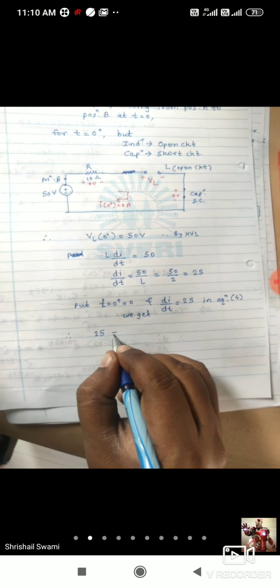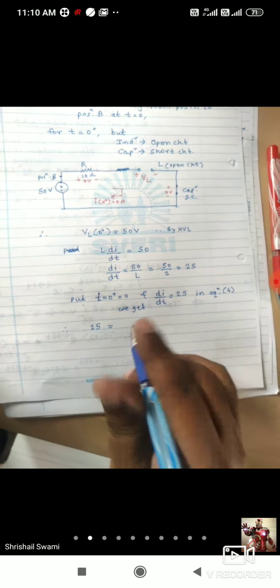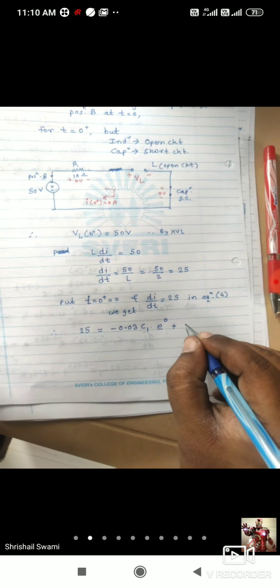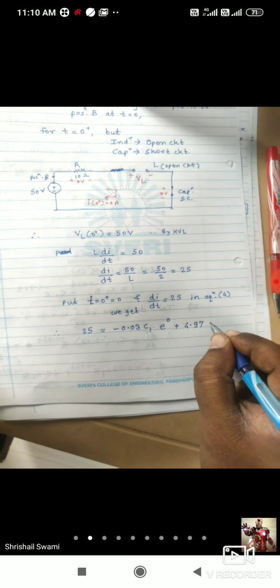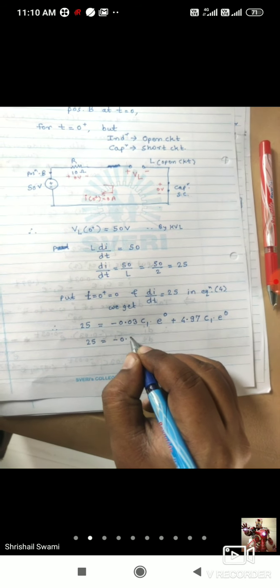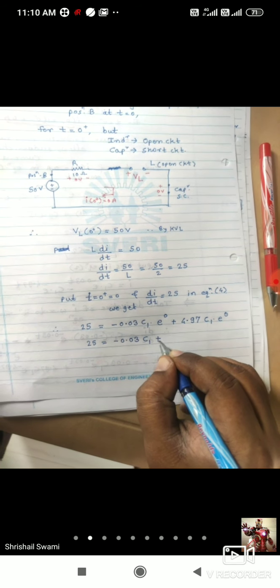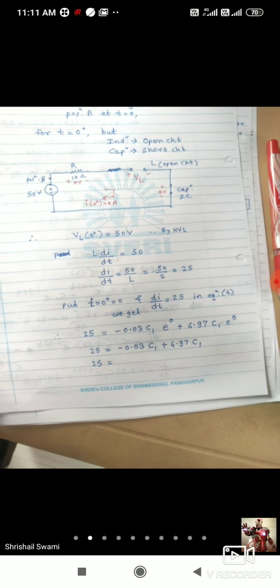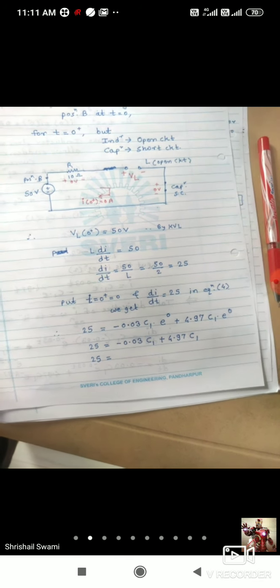25 in the left hand side is equal to minus of 0.03 into C1 into e raised to 0 plus 4.97 into C1 into e raised to 0. Right. Now e raised to 0 means 1, so 25 is equal to minus 0.03 into C1 plus 4.97 into C1. Add these two, see what you get. 25 is equal to, what is the answer?